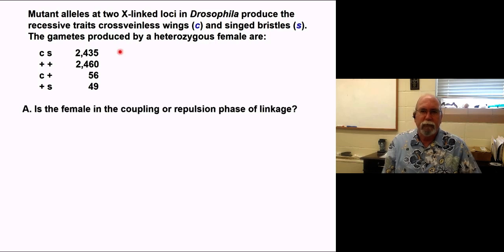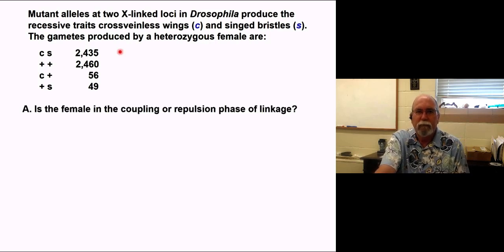And sure enough, first question: is this individual, is she in a coupled or repulsed configuration? Remember what we look for. In this case, we have simple dominants and recessives. If we've got two dominants together and two recessives together separately, then we've got coupled. If we've got a dominant and a recessive together, then we have repulsed. Well, obviously the largest number is what you look for.